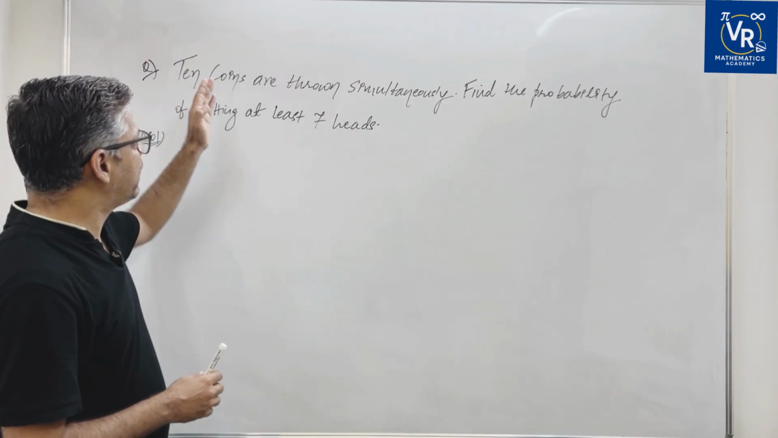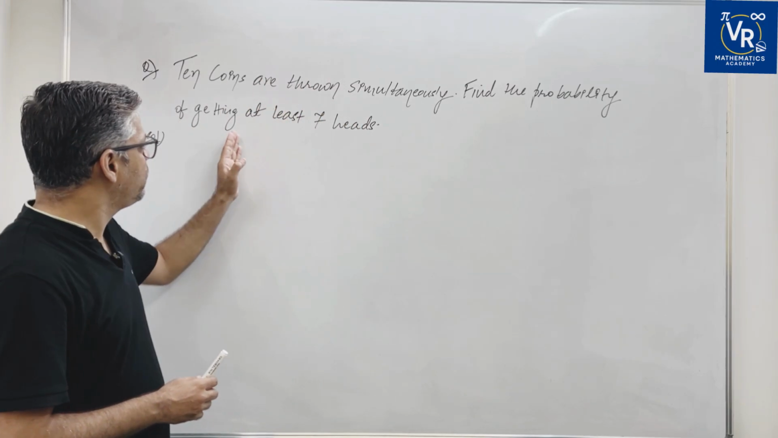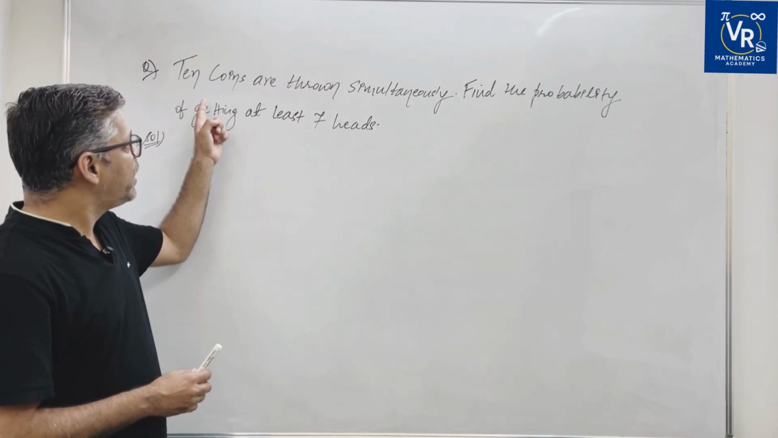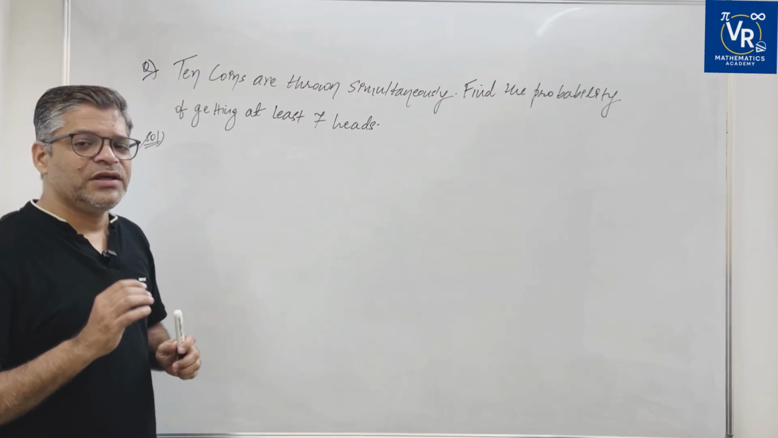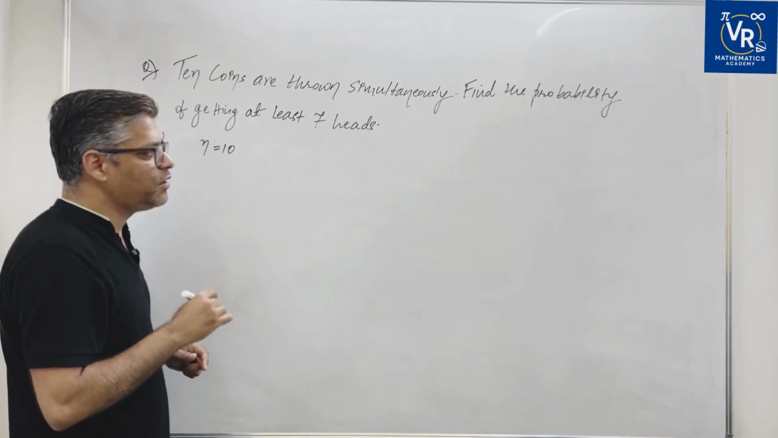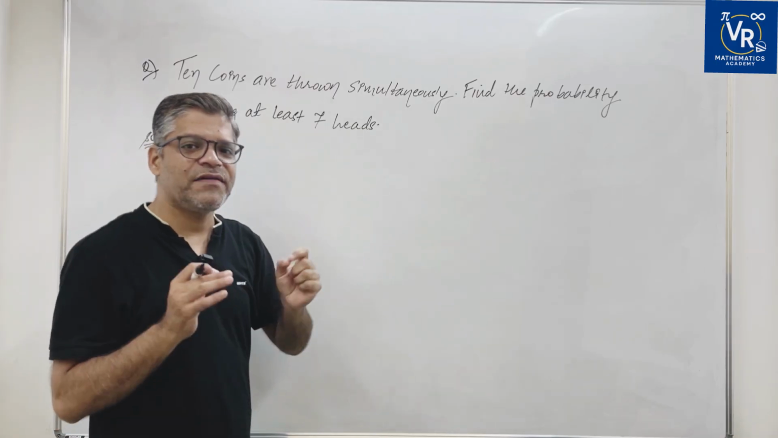The first question is: 10 coins are thrown simultaneously, and we have to find the probability of getting at least 7 heads. So in this question, 10 coins are thrown simultaneously, that is, the number of trials is equal to 10. And what we have to find out? We have to find out the probability of getting at least 7 heads.